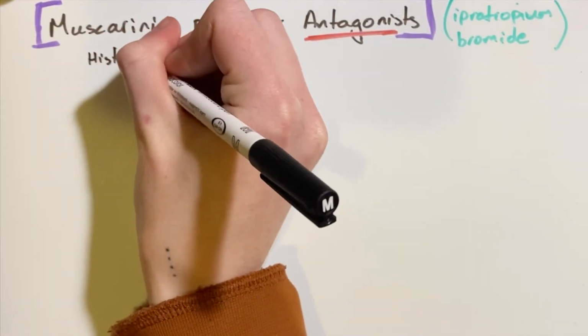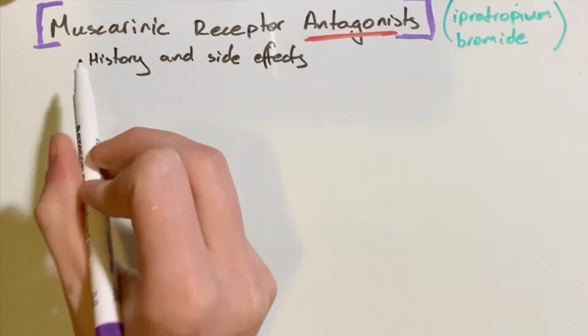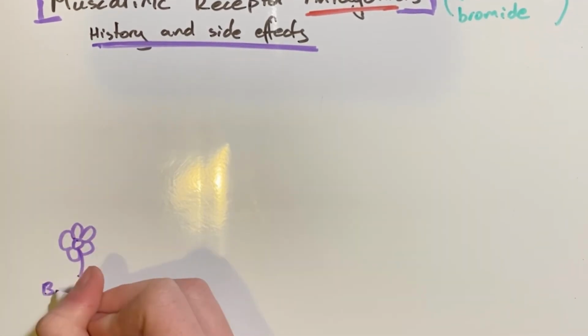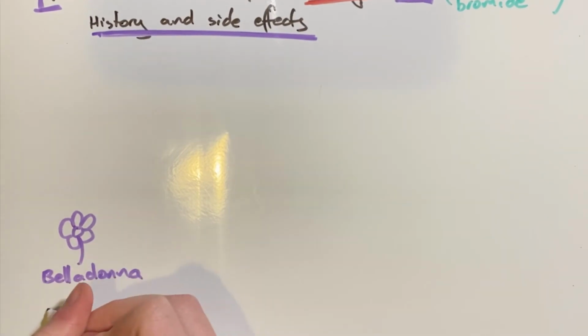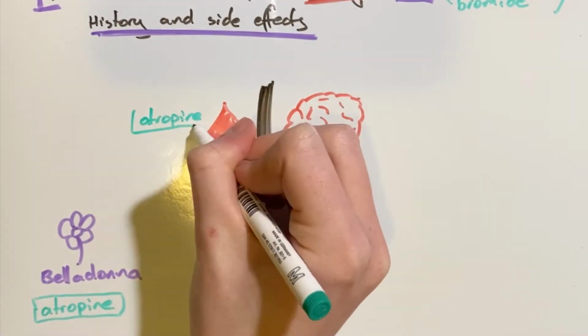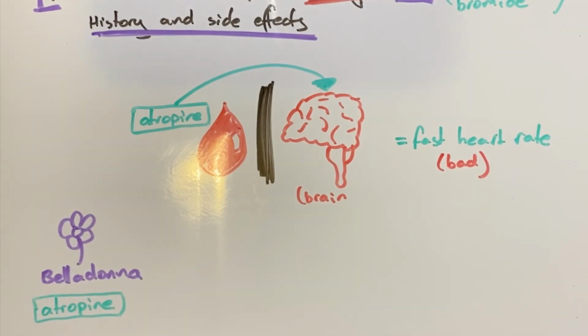The history of muscarinic receptor antagonists dates back centuries, being initially used in the 17th century as an asthma treatment, often in the form of smoking plant alkaloids such as belladonna, as belladonna contains atropine, which is a chemical capable of bronchodilation. However, in its natural form, atropine can cross the blood-brain barrier, leading to tachycardia.